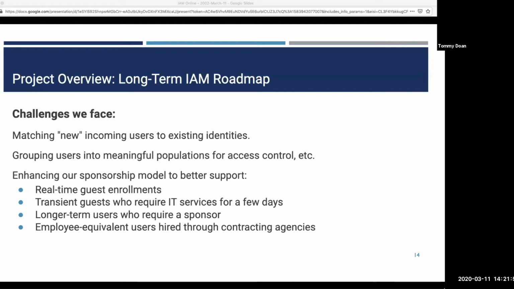We'll also have other types of guests that may need to be invited to participate and to receive IT services from us. So those are called here transient users. Longer term users may fall into either one of the self-enrollment or invitation categories. And then we also have employee equivalent users who are hired through one or more contracting agencies on our campus. Next slide.